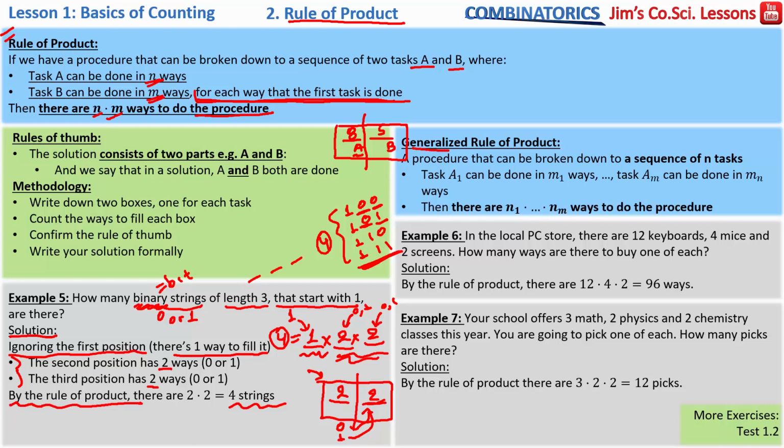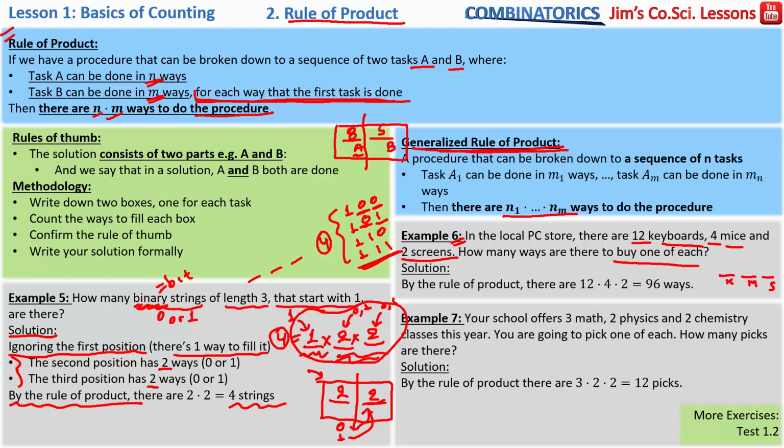We have already seen that we can apply the rule of product to more than 2 tasks, but this is called the generalized rule of product. Let's see the example to understand it better. In the local PC store, there are 12 keyboards, 4 mice, and 2 screens. How many ways are there to buy one of each? So I understand that I am fixing 3 positions. The first position is about the keyboard, the second is about the mouse, and the third is about the screen.